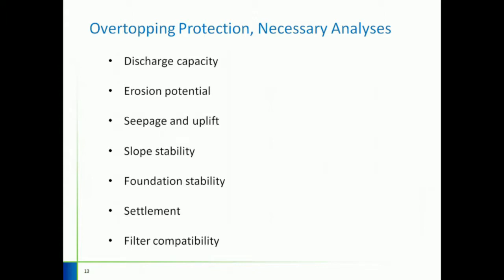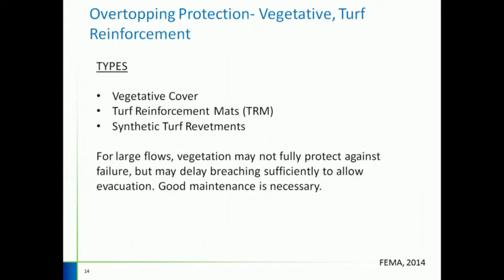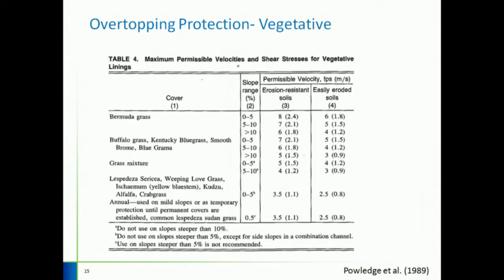So the first method, vegetative and turf reinforcement. Vegetative cover, turf reinforcement mats, synthetic turf revetments, these three types. For large flows, only vegetation may not fully protect against failure, but it may just give you enough time for evacuation, and it requires, of course, good maintenance to provide the service. Here is again a bunch of different vegetations and velocity ranges here. They're all less than 9. Do you remember the 9 that I showed in the previous slide?